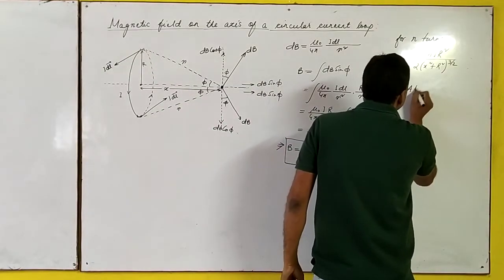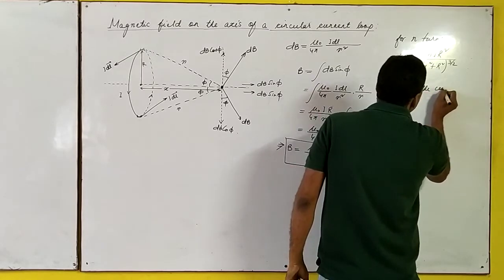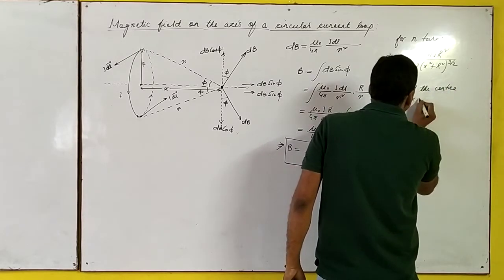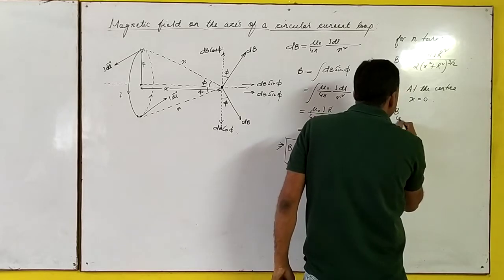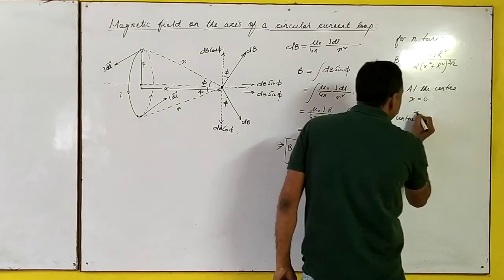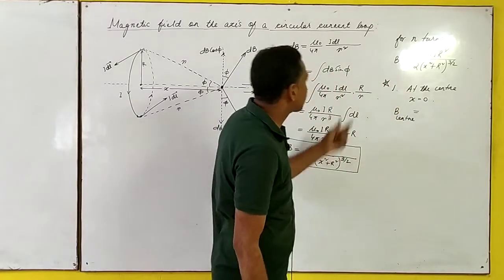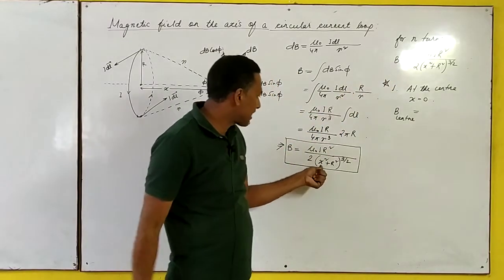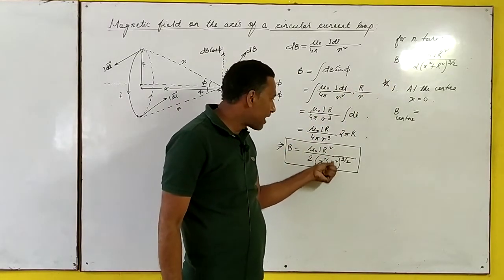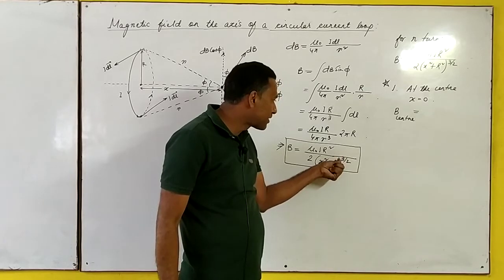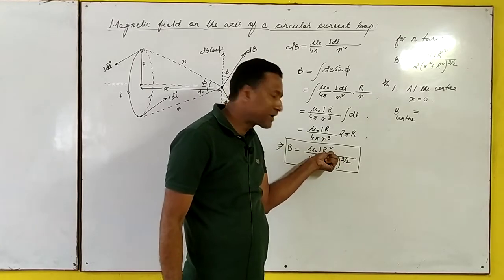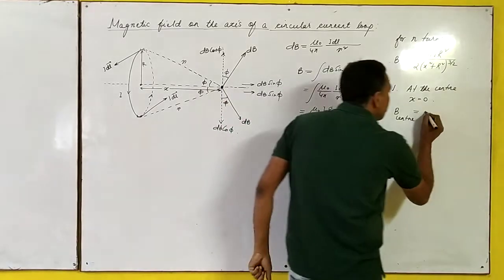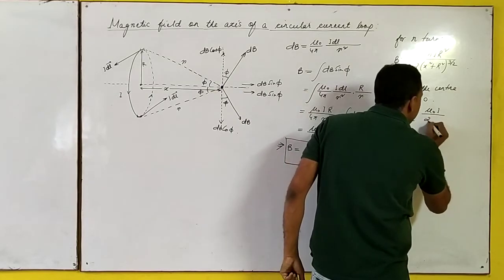So at the center, x goes to 0. So the magnetic field at the center will be how much? Put x equals 0. Let us use this expression. Okay, x equals 0. So it will become R square, 3 by 2, 2 cut will become R cube. So R square is there in the numerator. It will become only 1 R. So it will become mu naught I divided by twice R.